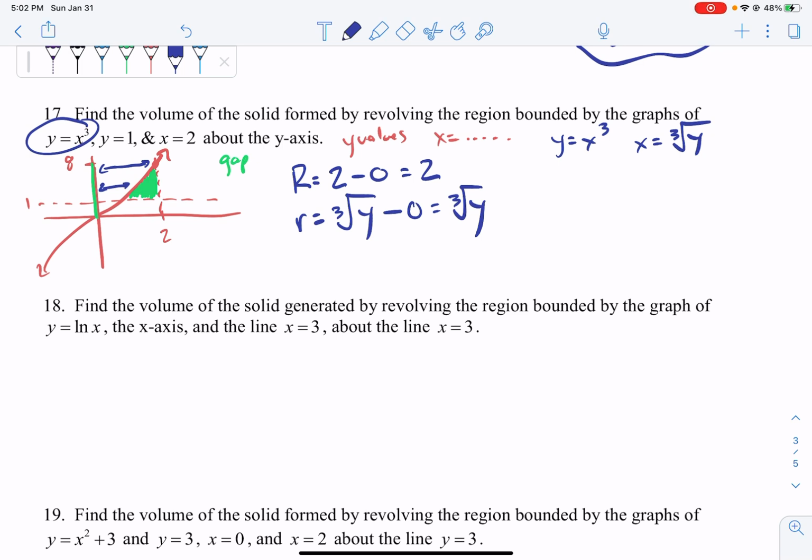So when I rotate this, my integral is going to be pi, and my limits, I'm looking at my y values, not my x values, because I'm rotating about the y-axis. So I am going from 1 to 8. Those are my y values. And then I need big R squared, so 2 squared minus little r squared, so the cube root of y squared. And then this is going to be in terms of y.